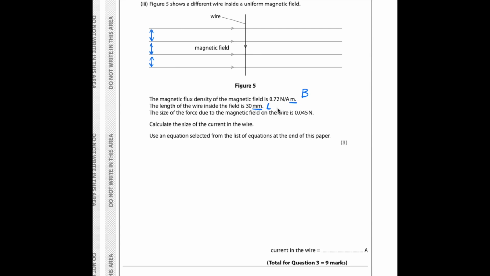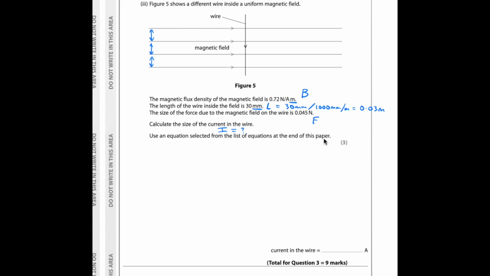So it's L for length, and it'll be 30 millimeters, and we need to divide that by 1,000, because there are 1,000 millimeters in a meter. So that'll equal 0.03 meters. The size of the force due to the magnetic field on the wire is 0.045 newtons, so that's F. Calculate the size of the current in the wire. So the current I is our target. Use an equation selected from the list of equations at the end of the paper.